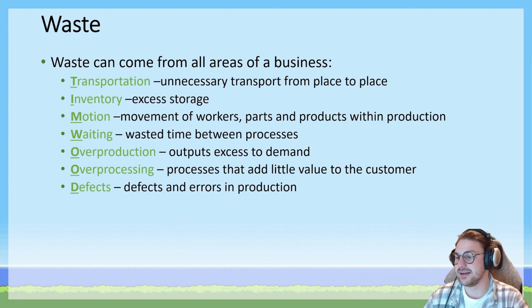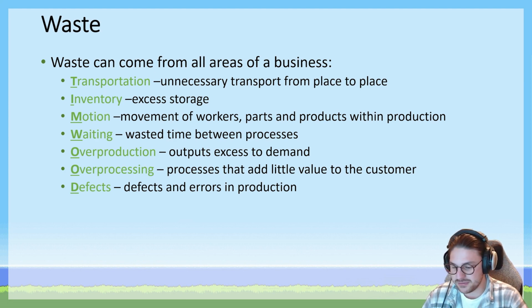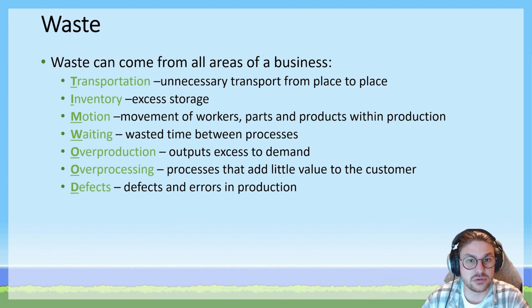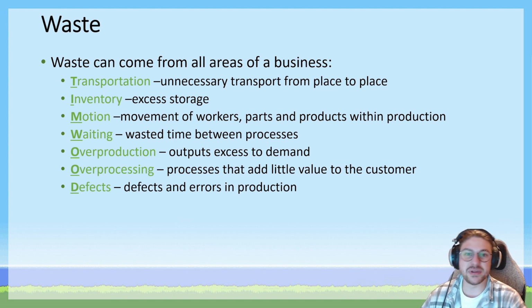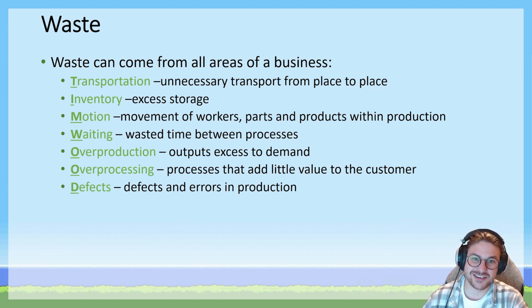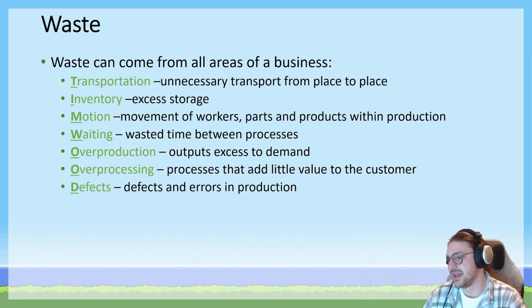Certainly, if you're talking about a camping chair, it's pretty common for manufacturers to include a cup holder in a camping chair. If you include 16 cup holders, you're probably over-processing that product. You're including features that don't add value to the customer. They're just adding features that customers don't necessarily want or need. That's over-processing. And finally, defects.